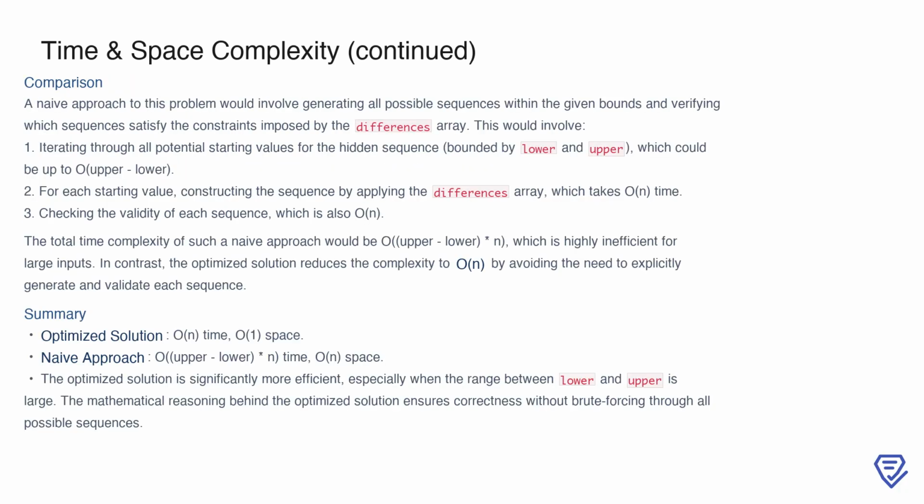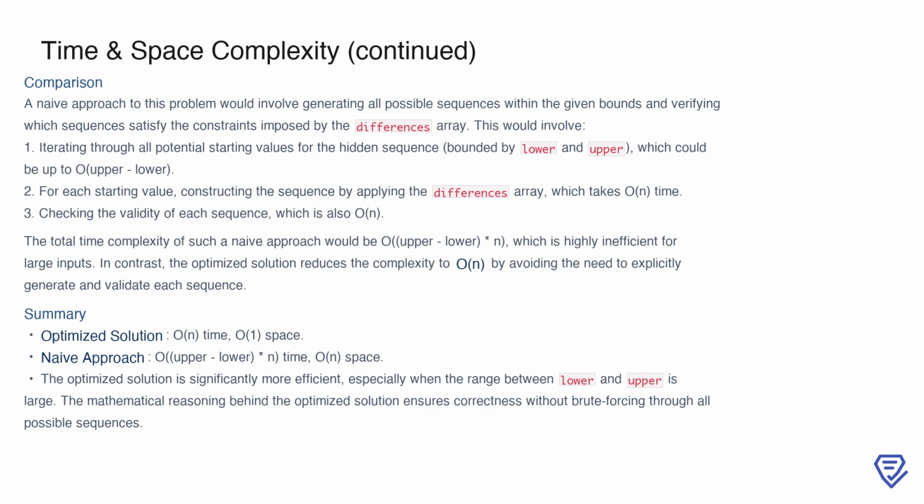To understand the efficiency of this optimized approach, it's helpful to compare it with a naive solution. A brute force method would involve generating all possible sequences that fall within the bounds defined by lower and upper. This means iterating through every potential starting value for the hidden sequence, which could take up to upper - lower iterations. For each starting value, we would then construct the sequence by applying the differences array, which requires O(n) time. After constructing the sequence, we would verify its validity, which is another O(n) operation. Combining these steps, the time complexity of the naive approach would be O((upper - lower) * n), which becomes extremely inefficient for large ranges between lower and upper.